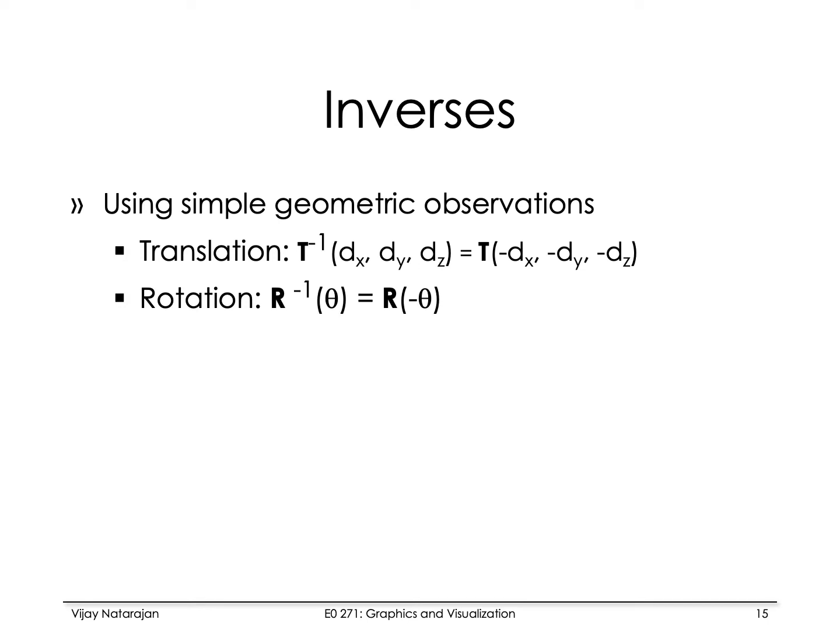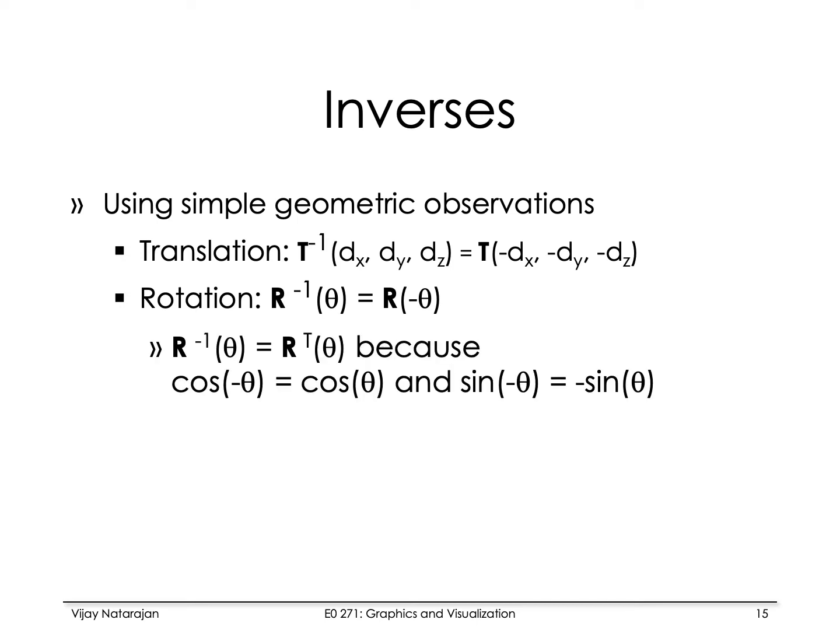Rotation by an angle theta, right? So the inverse of rotation by an angle theta, R inverse, is rotation by negative theta about the same axis, right? This just follows from simple trigonometric observations.